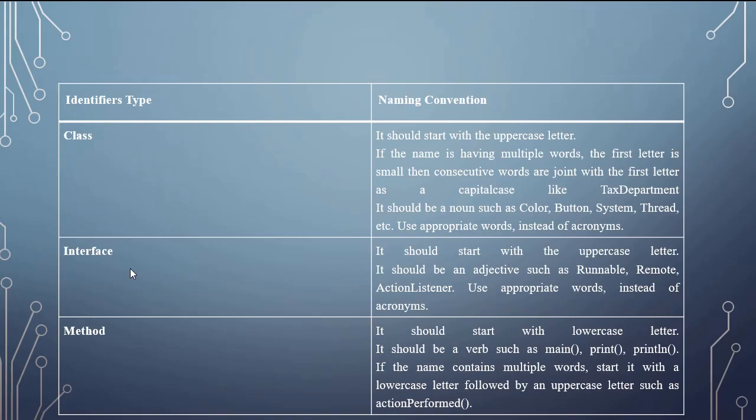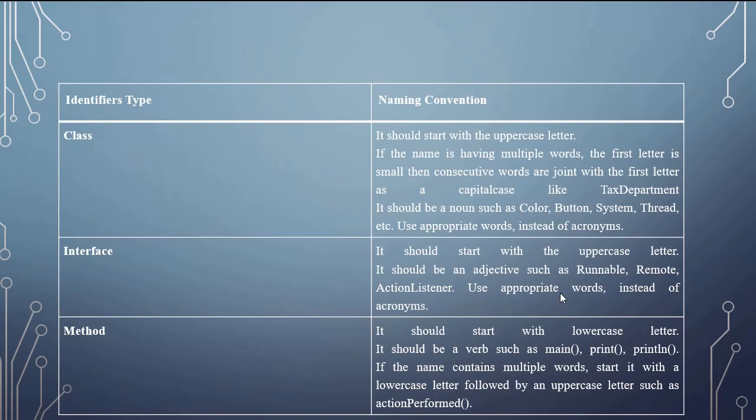The second one, the naming convention for interface. It should start with an uppercase letter. It should be an adjective such as Runnable, Remote, ActionListener. Here we have two words, so the starting letter is capital and the next consecutive word is also capital. All the other letters are small letters. Use appropriate words instead of acronyms.